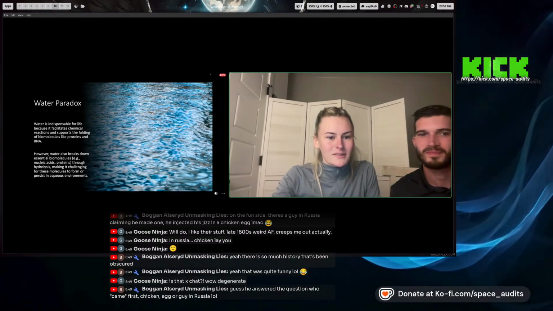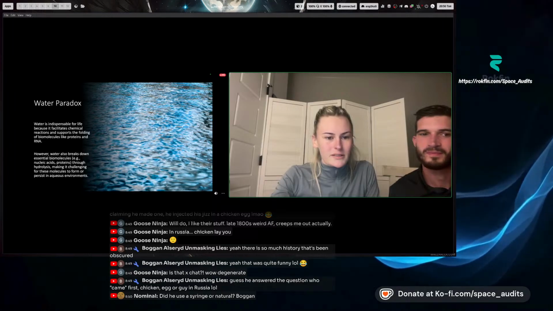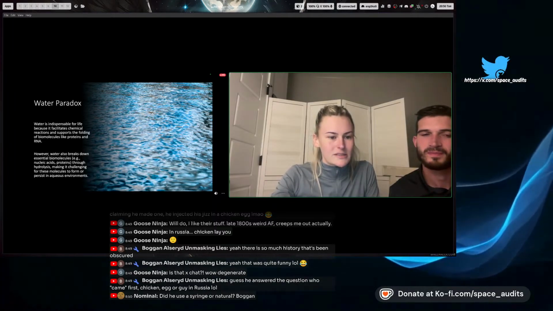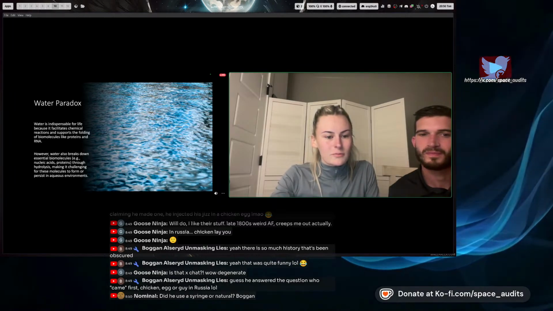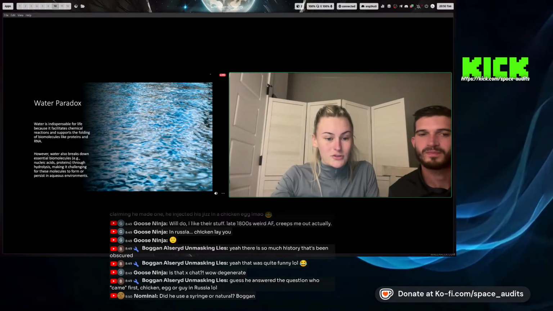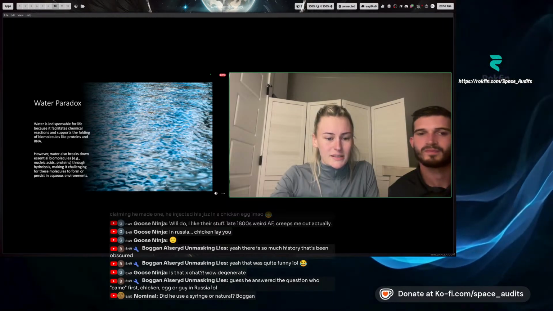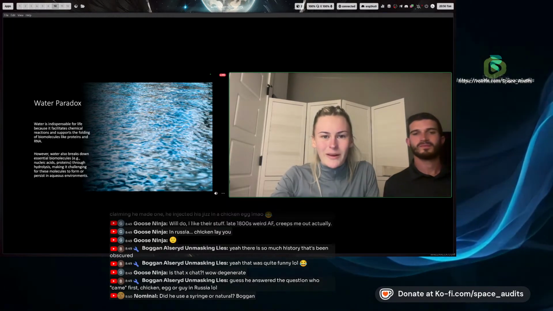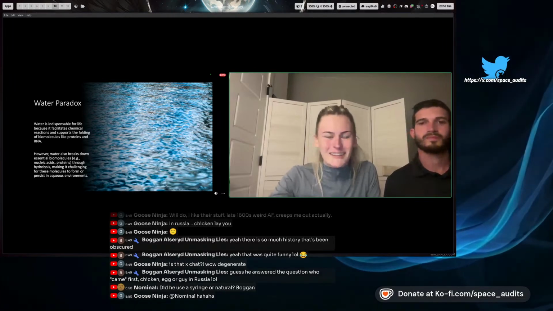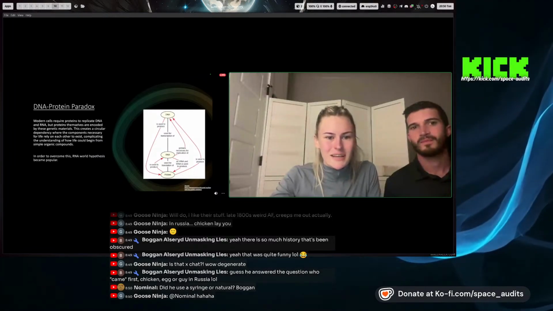All right, so here's another paradox, the water paradox. Water is indispensable for life because it facilitates chemical reactions and supports the folding of biomolecules like proteins and RNA. However, water also breaks down essential molecules like nucleic acids and proteins through hydrolysis, making it challenging for these molecules to form or persist in aqueous environments. So this is kind of why they have to have these wet and dry cycles, because you have paradoxes like this that exist.